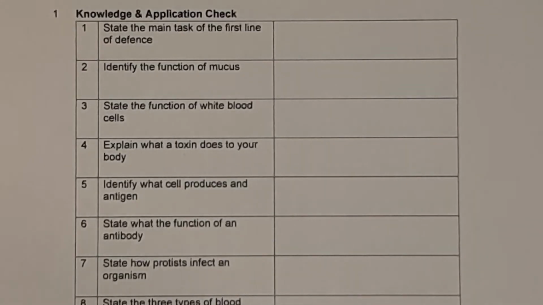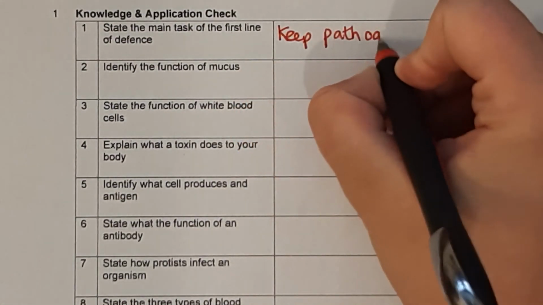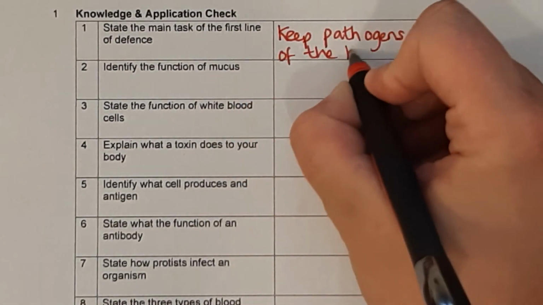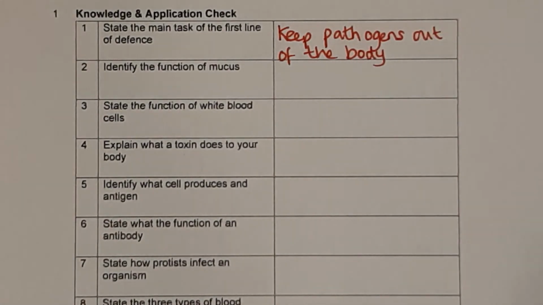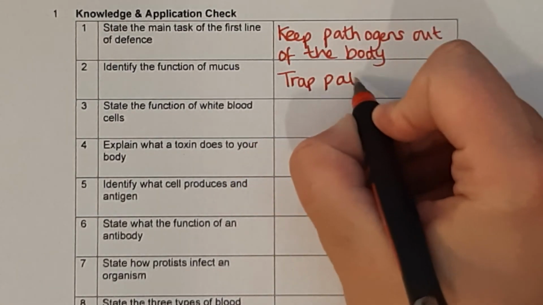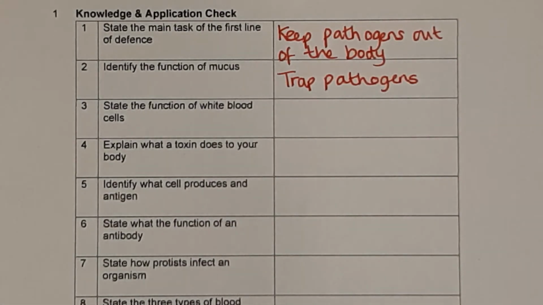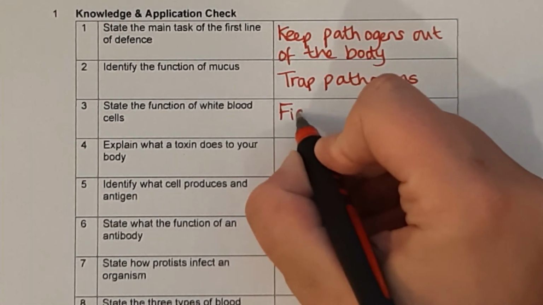Okay, so let's go through that. Question 1, state the main task of the first line of defence. So the first line of defence, the main task is to keep pathogens out of the body. Question 2, identify the function of mucus. So the mucus is there to trap the pathogens. And by trapping them, it prevents them from getting into the body. Question 3, state the function of white blood cells. Well, they fight off the pathogens.